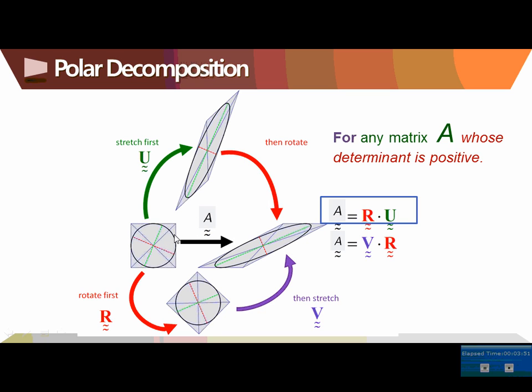The next figure shows how it works. Suppose we have a matrix A, then this can be deformed. First we stretch it, then rotate it. That's why we use the stretch U and rotation R here. So A can be written as the product of those two matrices. Or we can rotate it first, then stretch it like this. So A can be written as a product of V and R: rotate first and stretch next. Here, this is for a matrix whose determinant is positive. So for such a matrix, this factorization can be made.